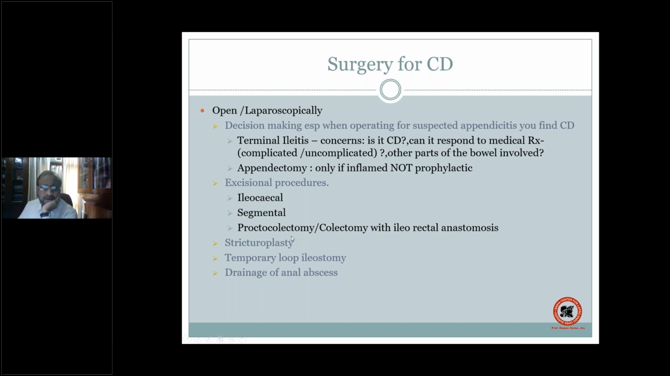Or you can do a temporary loop ileostomy. The patient is so morbid and has come with acute small bowel obstruction. If you don't do something, the patient is going to die. And if you do a major surgery, the patient is going to die. So what do you do? You just create a loop ileostomy. Let the patient build himself up. At least you've relieved the obstruction. If the obstruction has been relieved, this patient would gradually gain weight, gain calories, and so on and so forth, and probably he may be able to face a second surgery better. So, temporary loop ileostomy. And if you have a perianal disease, you have to manage it accordingly. The drainage of an anal abscess, or you can do a fistulectomy and so on and so forth.